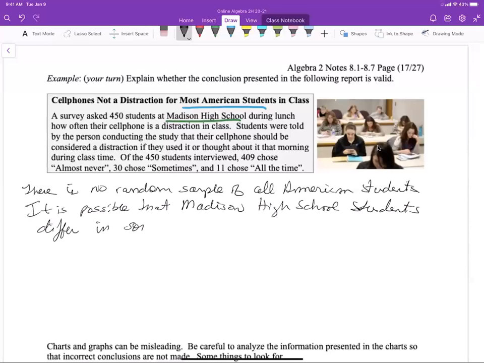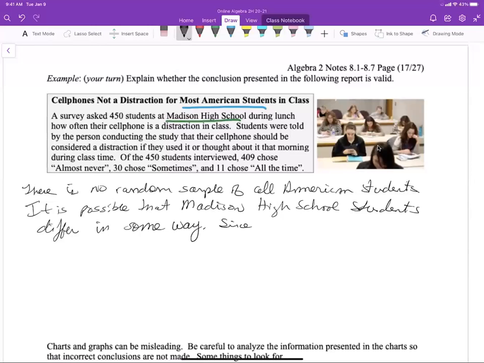You could just think about our schools in our area. Some high schools have unique characteristics and differ from others. The other thing that should maybe stand out is the students, although maybe not quite as clear, they were asked in person. And if they were asked in person whether or not they used their phone that morning, they might have felt pressure to answer no, they didn't.